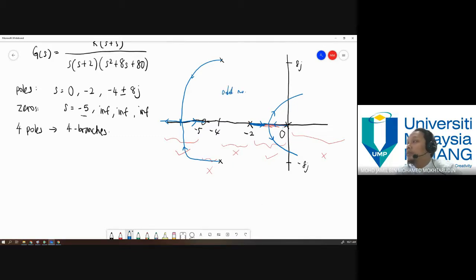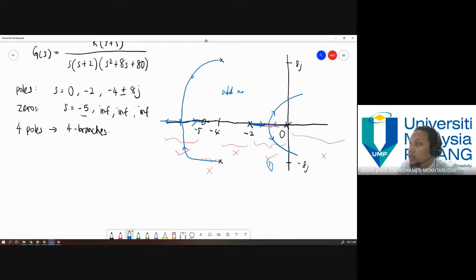Odd number tadi. Because we have here, dekat section pertama ni, kita hanya ada satu pole. Kat sini satu pole. So satu pole is an odd number, meaning that kat kawasan ni ada root locus.